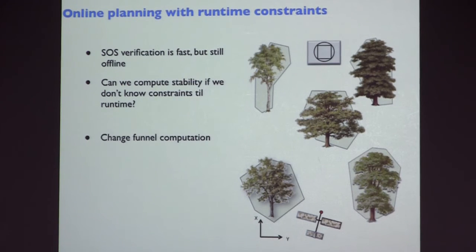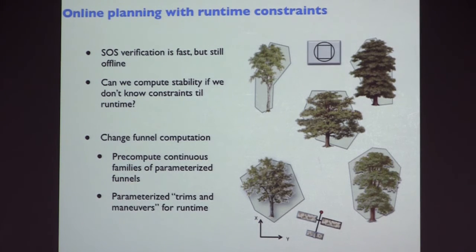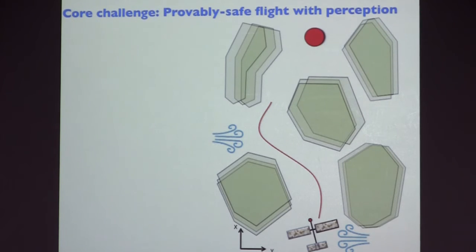Well, the answer is we've changed the funnel computation a little bit in this case so that we pre-compute and verify continuous families of parameterized funnels. So we have a motion planning library now that says, okay, I can do this maneuver, I can do this maneuver, I can do this maneuver. They're all continuously parameterized and verified ahead of time. And then at runtime, you just pull from that something that satisfies the runtime constraints and go.